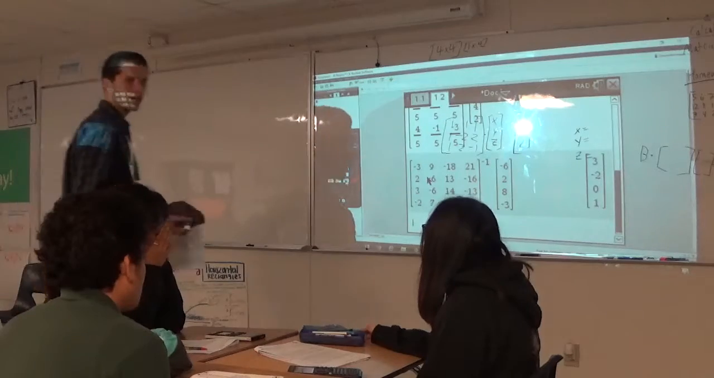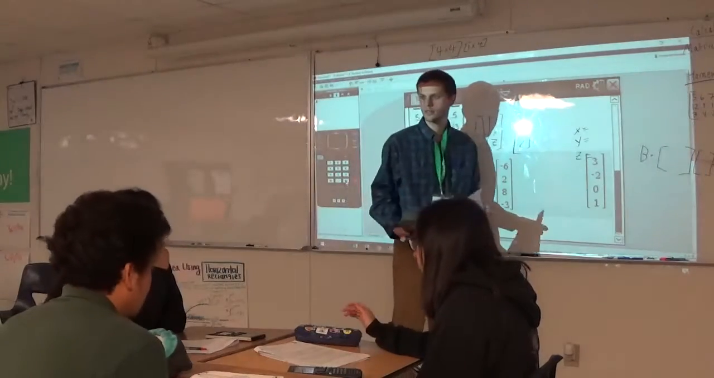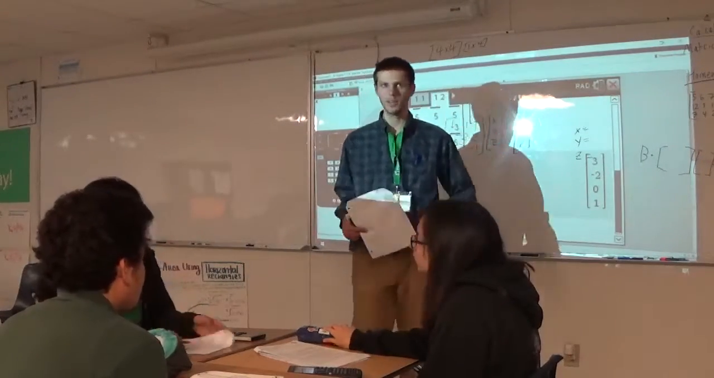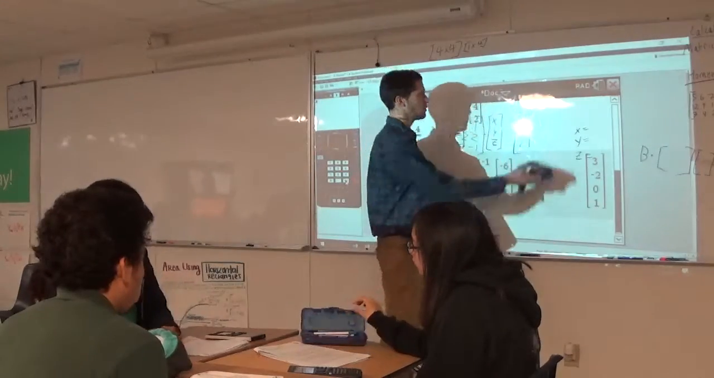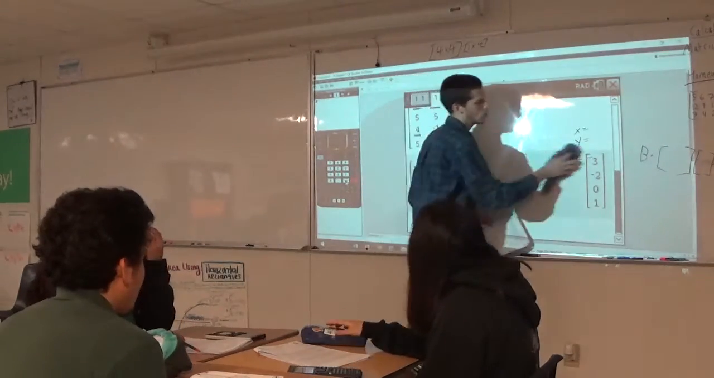All right, are we getting 3, -2, 0, 1? Yeah? That means x is 3, y is -2, z is 0, and w is 1.